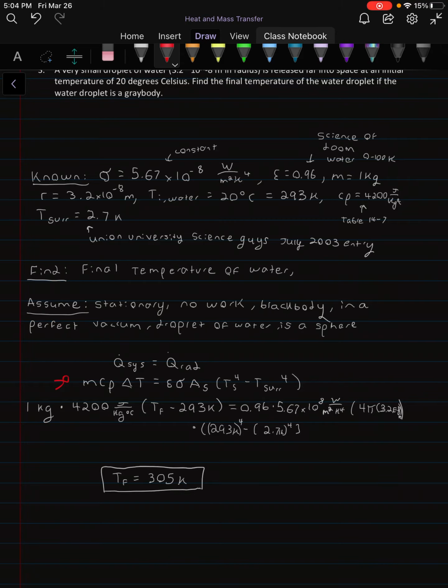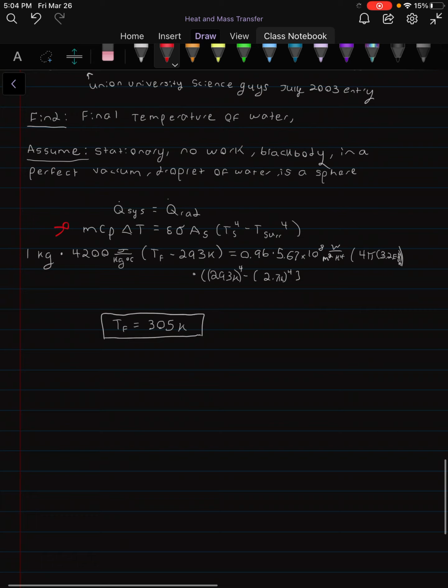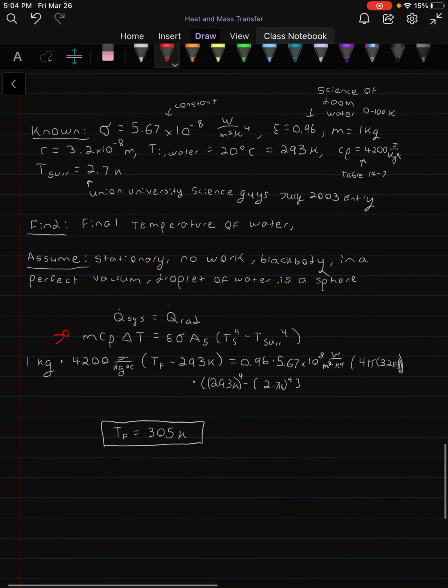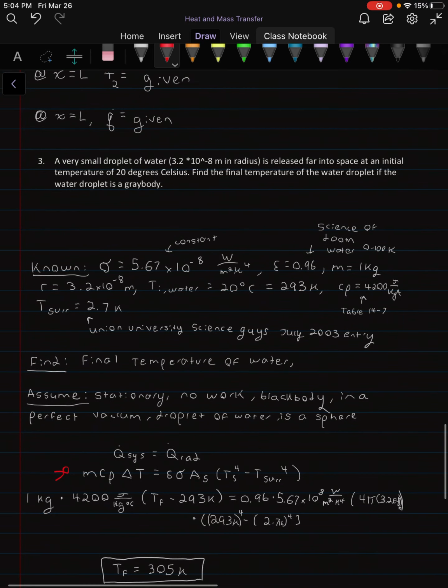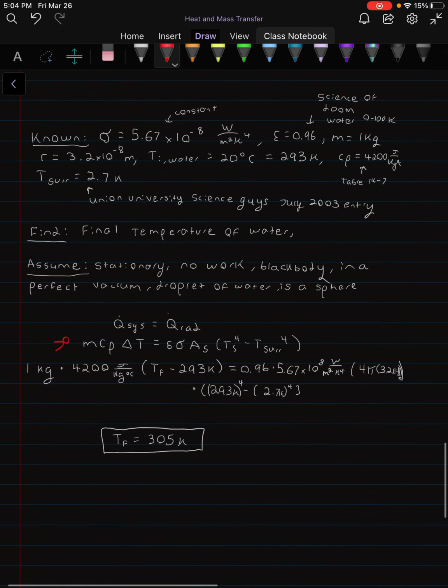So we can use m Cp delta T is equal to epsilon sigma As (Ts to the fourth minus T surroundings to the fourth). And we're assuming it's stationary, we have a black body and a gray body, and it's a perfect vacuum, and the droplet of water is a perfect sphere. Our temperature of the surroundings was from University Science Guys, and that's what the temperature of space is. We have a given R, our initial temperature of water, and our heat capacity of water from table 14-7. So plugging that in, we get temperature final of 305 Kelvin.